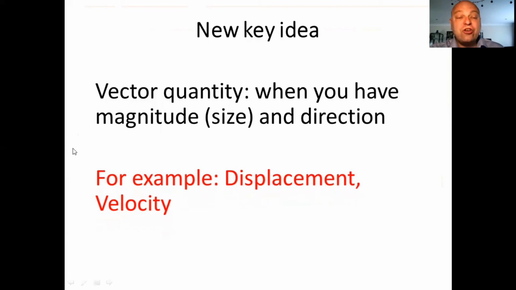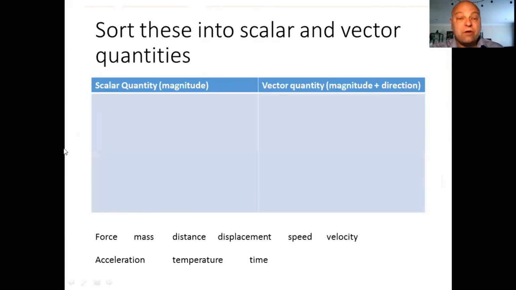Knowing that information, you should be able to carry out the next task. So, you've got all these quantities down the bottom. Quite simply, sort them into scalar quantities, that's the one where you only have a size or a magnitude, or vector quantities where they include a direction. Copy down the table into your book, write them in the right column, pause the video, and we'll go over the answer in a moment.